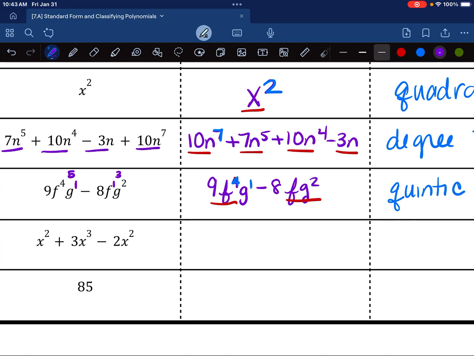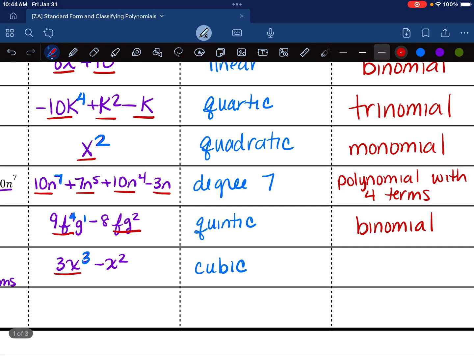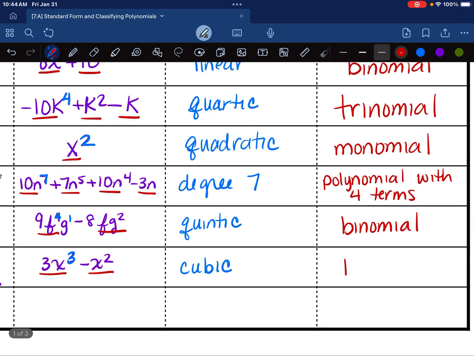Now looking at this one, do you see how there's 2 x squared terms? So you have to combine your like terms. So x minus 2x squared is negative x squared. If you don't combine like terms, you're going to get the wrong answer because you're going to have too many terms. All right, so this is degree 3, which makes it cubic. And there's 2 terms on it, so that's a binomial.